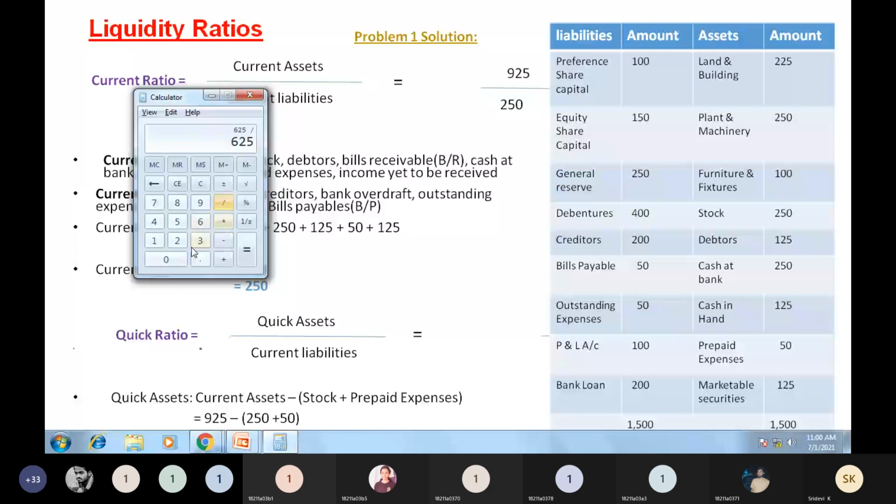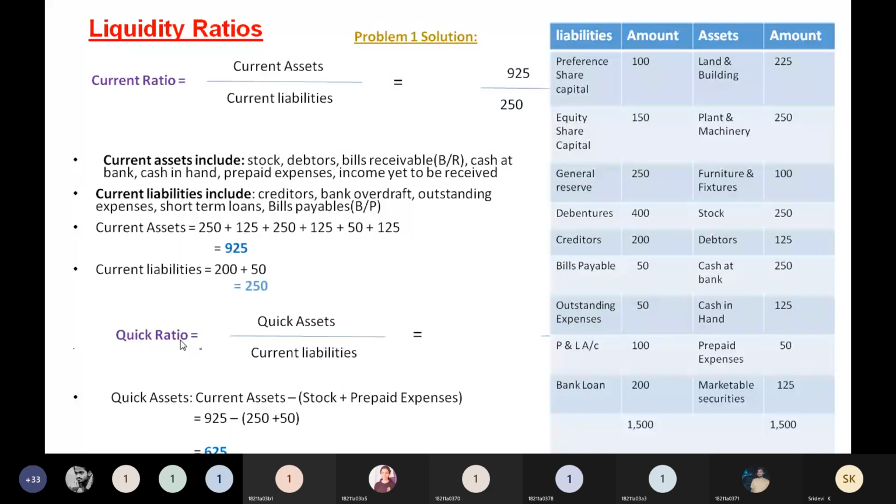Okay. So compare with the ideal ratio. What is the ideal ratio of quick ratio? 1:1, no? So we got 2.08 is to 1. So what is the comment that you are going to write here? That when we compare the calculated quick ratio with the ideal ratio, that is 1:1, it is satisfactory. Okay, the liquidity position of the company is satisfactory. Like that you write. Comment that. Okay. So this is how you are going to calculate the liquidity ratios.